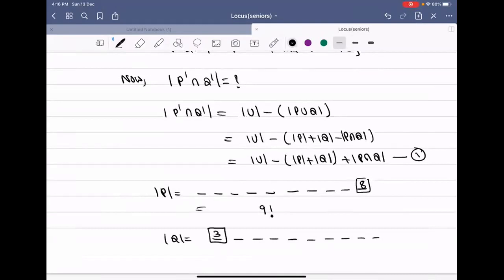Therefore 3 is fixed. Again 9 factorial, or not? Yes, sir. 9 factorial. This is also 9 factorial. Therefore the number of elements in P is 9 factorial. The number of elements in Q is also 9 factorial.